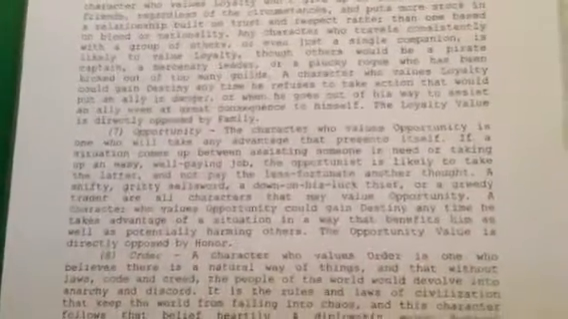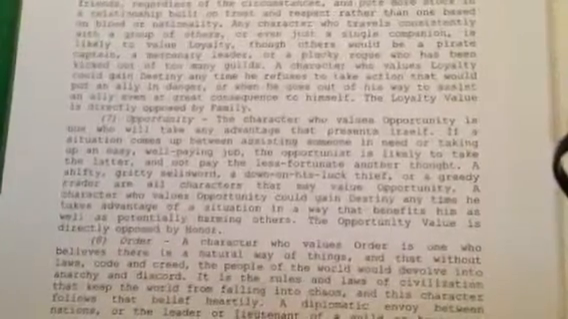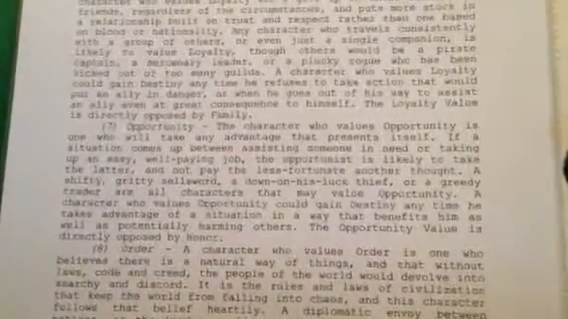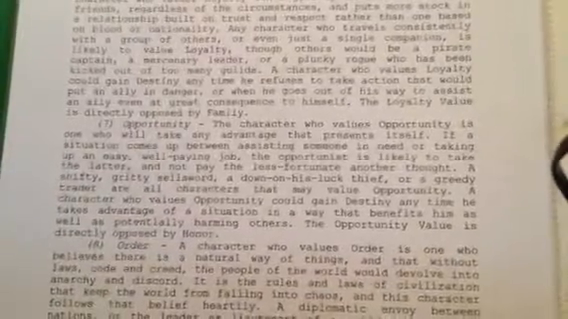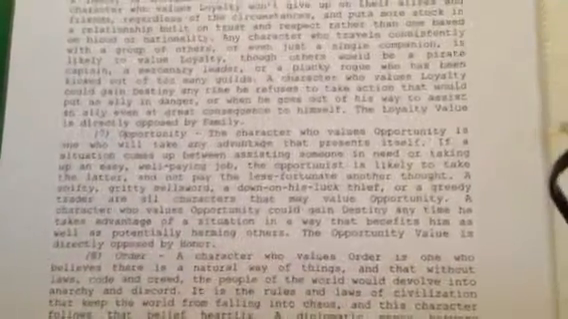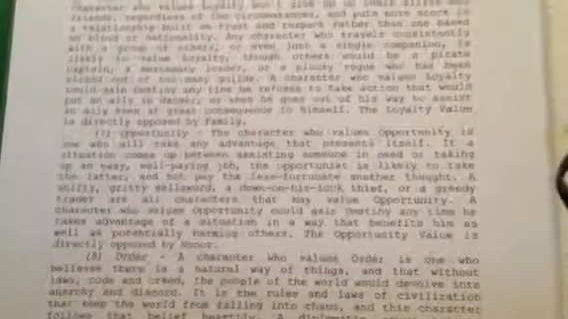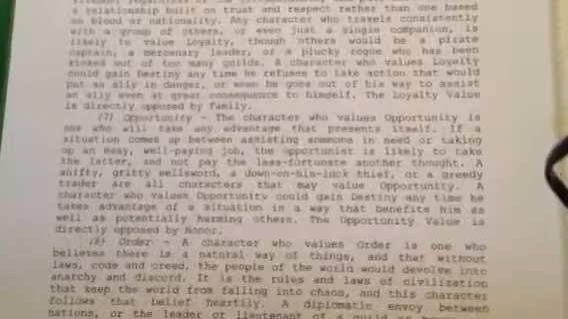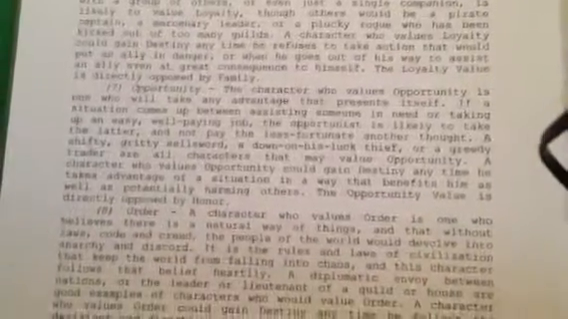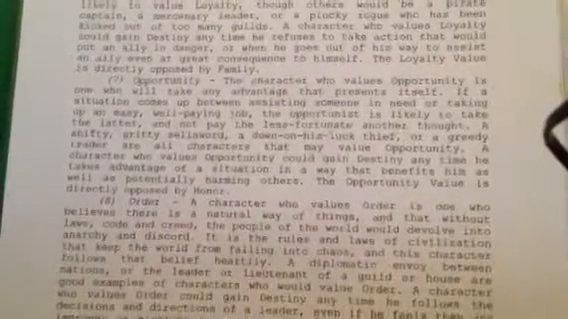Opportunity is the opposition of honor. With opportunity, a character who values opportunity is going to take advantage of any moment as it presents itself. So a character who values opportunity is going to be like, there's not going to be much honor with them. Dirty fighting, stealing, cheating, lying, that sort of thing. They're more opportunists because they're looking to get the best possible outcome rather than the most honorable outcome. So you can't have both opportunity and honor.